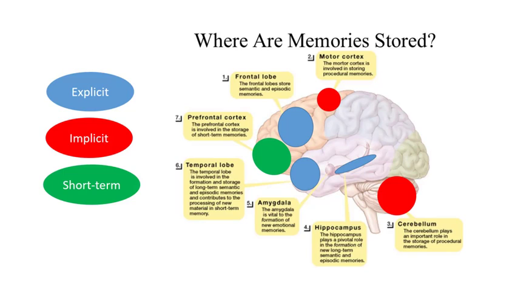Different parts of the brain are involved for different kinds of memory. For instance, explicit memory involves frontal lobe, temporal lobe, and hippocampus. Implicit memory involves motor cortex and cerebellum. Short-term memory involves prefrontal cortex. You don't need to remember all the names of parts of the brain for this course, but I just want you to know that different parts of the brain are responsible for different kinds of memory.